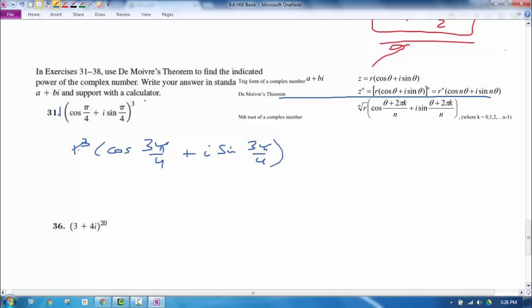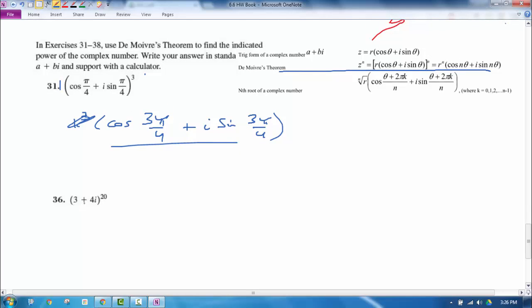So you don't have to write the 1 to the third, I could get rid of that, but there's your answer. It's pretty straightforward. It's a little harder when it's like this, because I have to turn it into trig form first. So I have to take the 3 plus 4i and find the r and theta. So my r is the 5, and then my theta is about 0.93 radians, or 53.1 degrees, whatever you prefer.